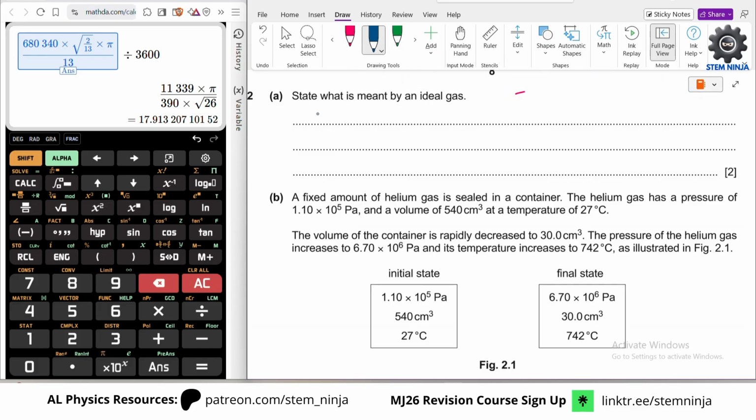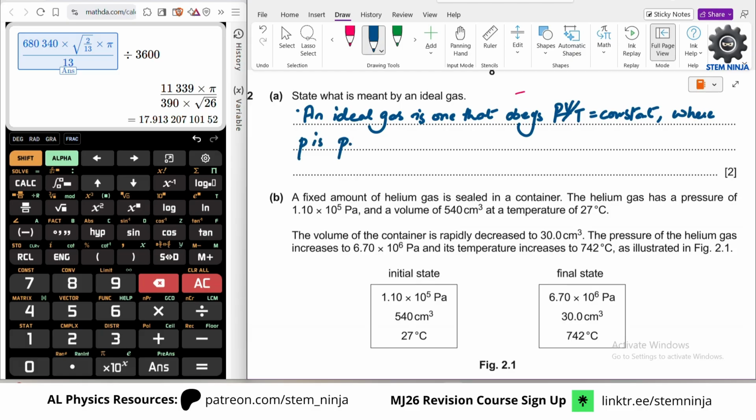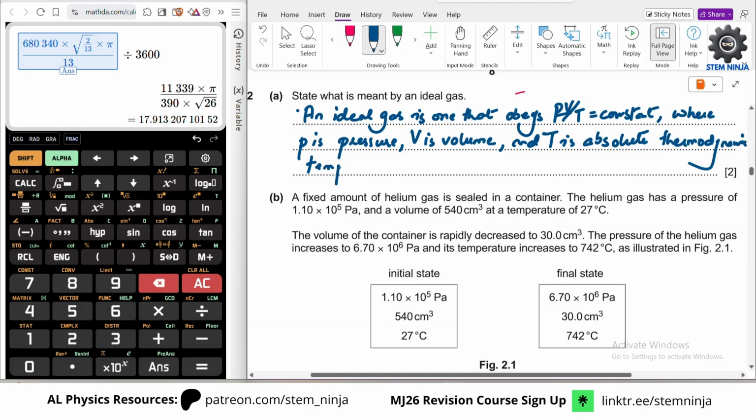So an ideal gas is one that obeys PV over T is constant, where P is pressure, V is volume, and T is absolute thermodynamic temperature of the gas.